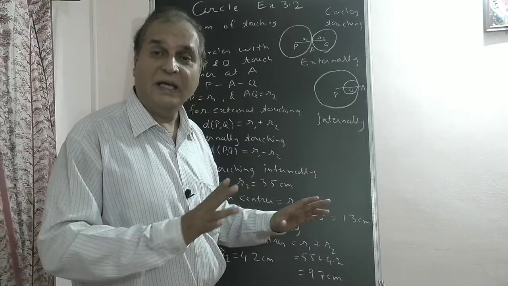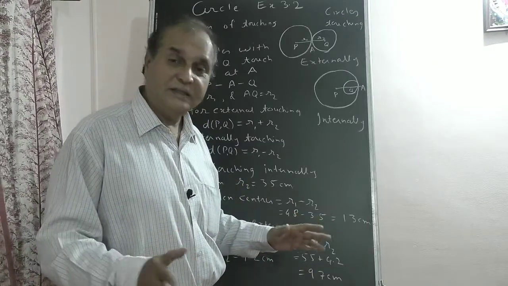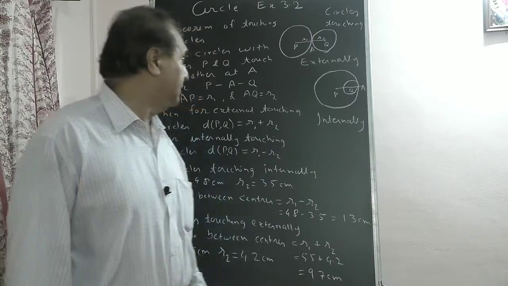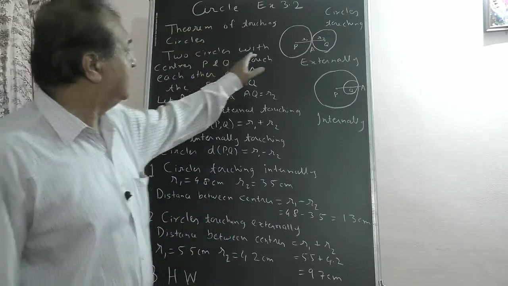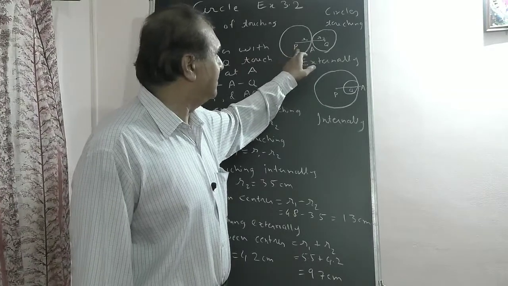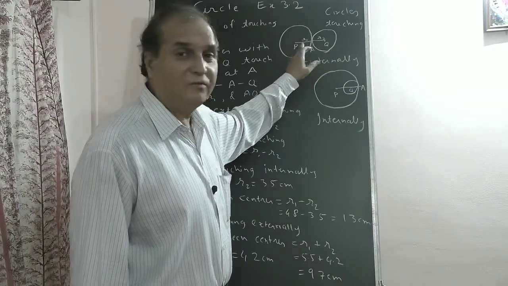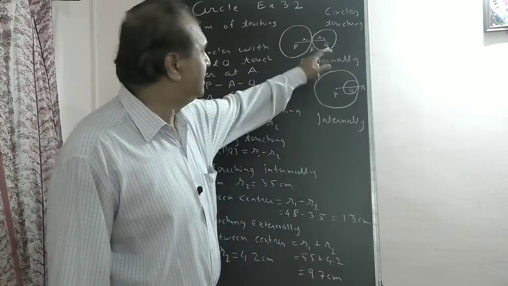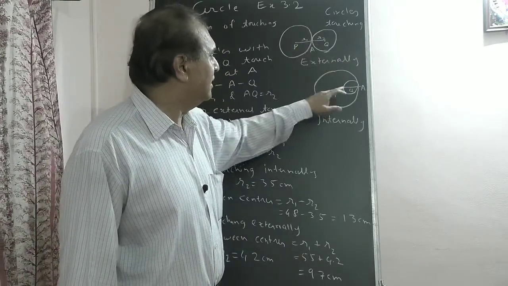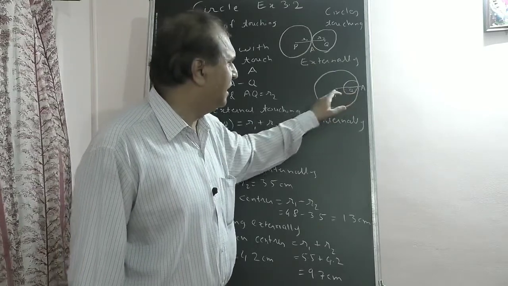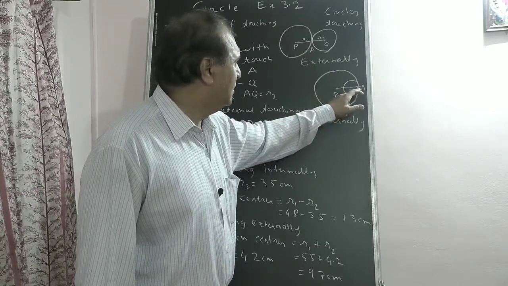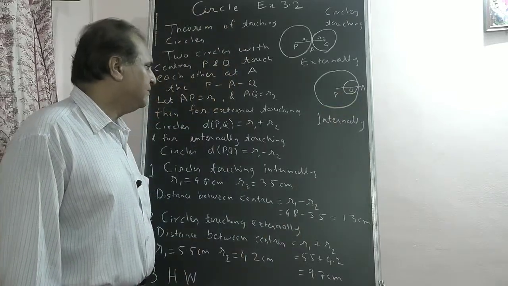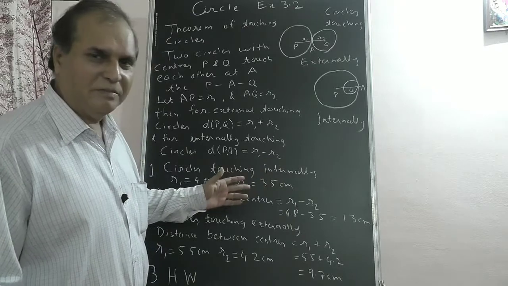Okay, theorems we will do before the exam. I will take all the theorems only. Just now understand the numericals, how to solve. That is very important. So see, for external touching, the distance between centers P and Q is the sum of radii, that is R1 plus R2. This is the theorem. For internal touching, the distance between centers is R1 minus R2. AP is R1, AQ is R2. Getting? So simple sum.